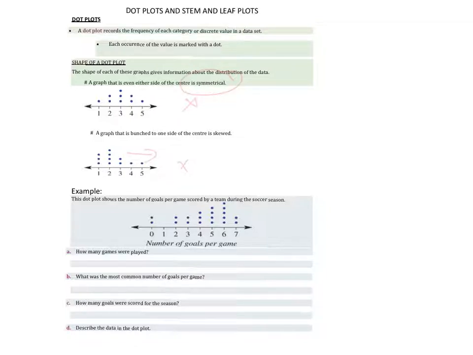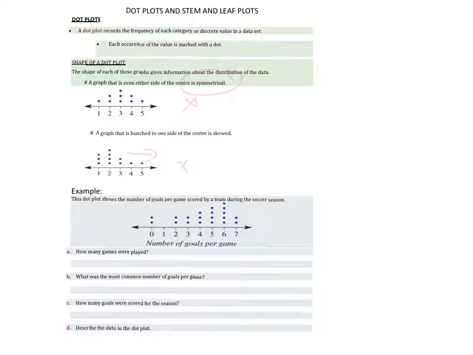So when you're asked to describe a dot plot, we are thinking exactly the same way as what we would for a histogram. So let's have a look at this example here. The dot plot shows the number of goals per game scored by a team during the soccer season. So we're just going to actually answer some questions here. So let's make sure that we know what this dot plot is about. So down the bottom, we've got 0 to 7 and number of goals per game.